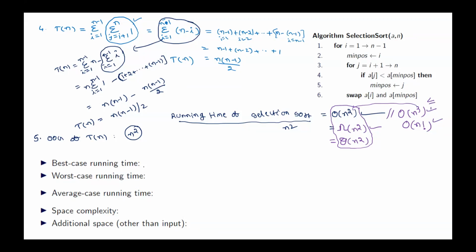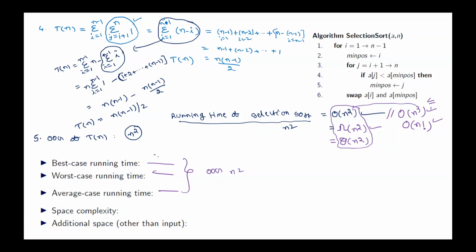Now tell me, what is the best case running time of selection sort? Once you know that its order of growth is n square, there is no best case. It depends only on input size. Best and worst cases are all the same. Only one case. That case's order of growth is n square.